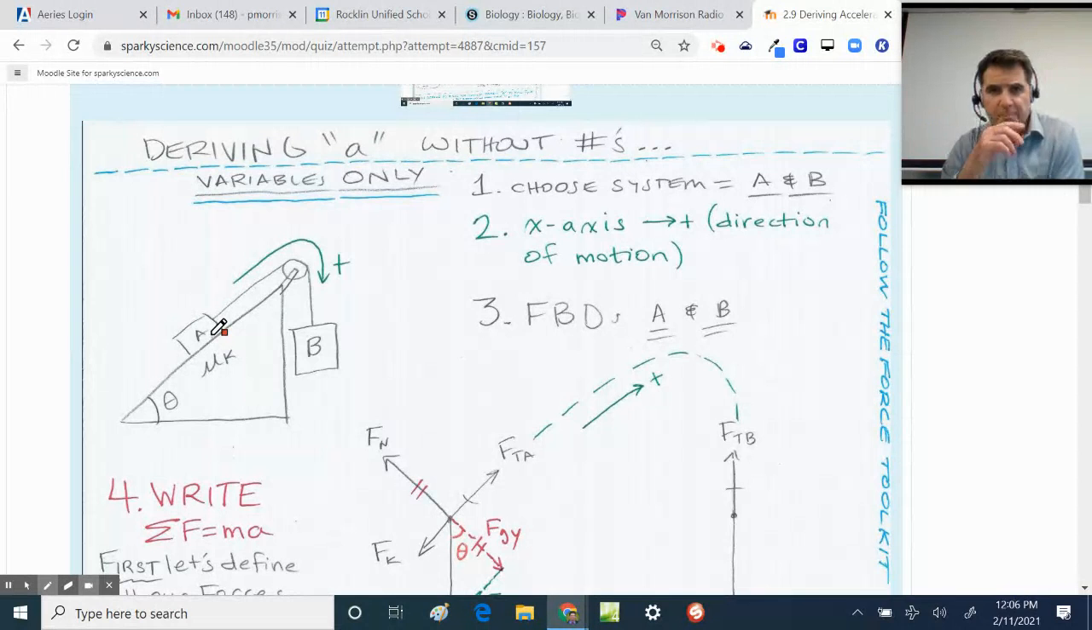Our x-axis is going to be our axis of motion, which is going to be right along the string, up and over the pulley and down. So up and down is both positive because it's along the line that we're moving to the right. They're moving together in unison. If they move the opposite direction, that'll be negative. If they move this direction, that'll be positive.